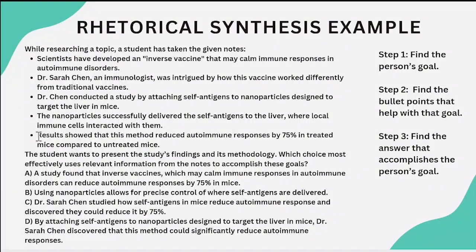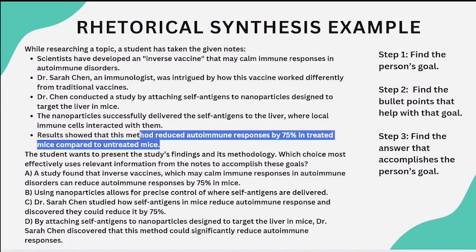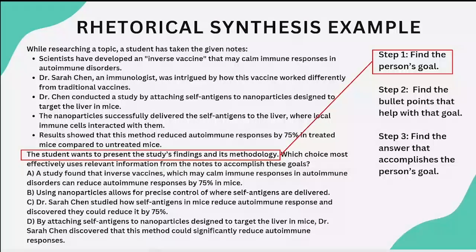The final one. Results showed that this method reduced autoimmune responses by 75% in treated mice compared to untreated mice. So once again, this is really helpful information. A huge hint is the word results. Obviously, it's going to talk about the findings, and it's saying the findings were that it reduced autoimmune responses by 75% in treated versus untreated. Great. So now that we're going to talk about this, we have these three that we're going to keep.